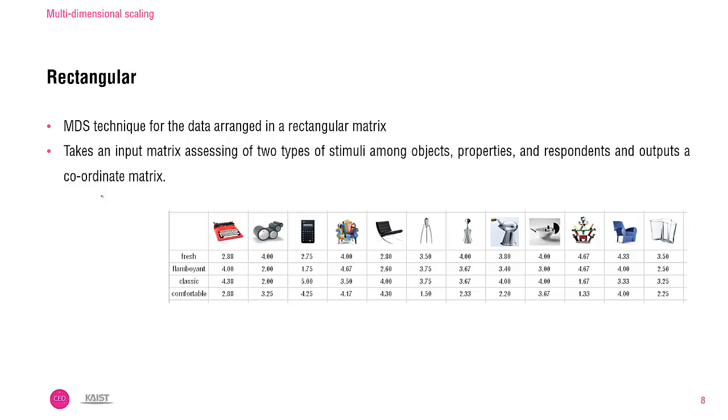But when you have not yet calculated the proximity matrix, you can simply conduct a rectangular shape of MDS. This takes an input matrix that is assessing two types among objects, properties, and respondents. And this also results in a coordinate matrix.